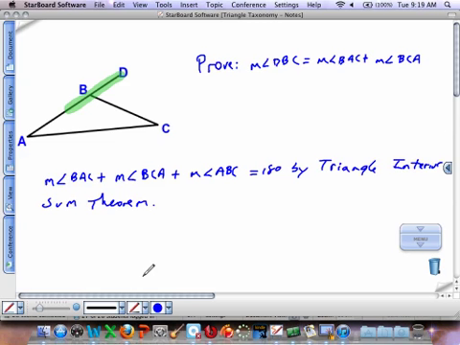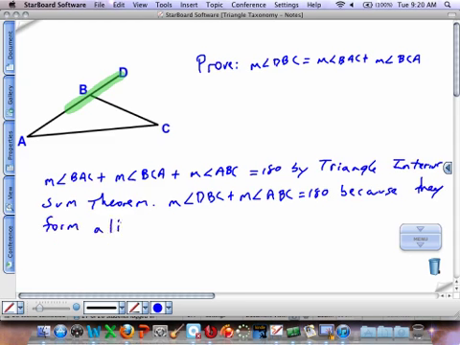What does that tell us about their angles? Chris? DBC and ABC add up to 180. Why is that? Because it's a straight line. Very good. So the measure of angle DBC plus the measure of angle ABC is equal to 180. And we'll just put down here because they are a linear pair. Or actually just because they form a line. We'll go with that.